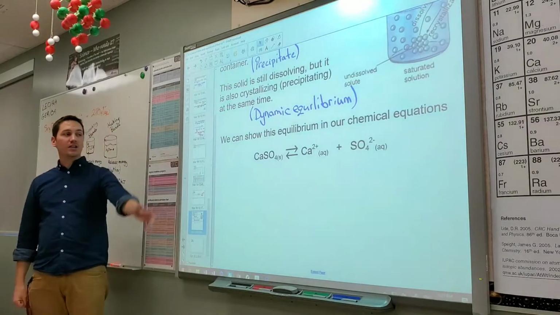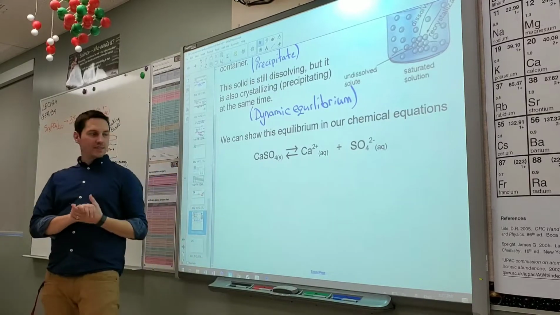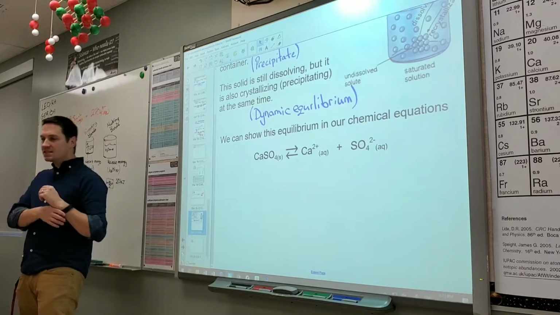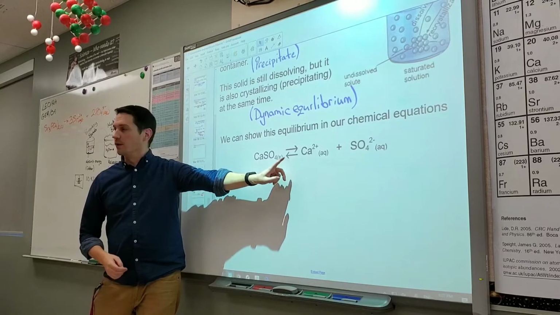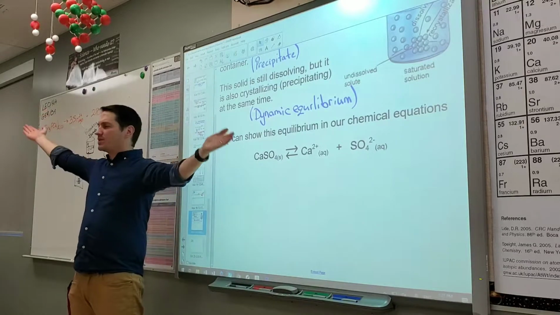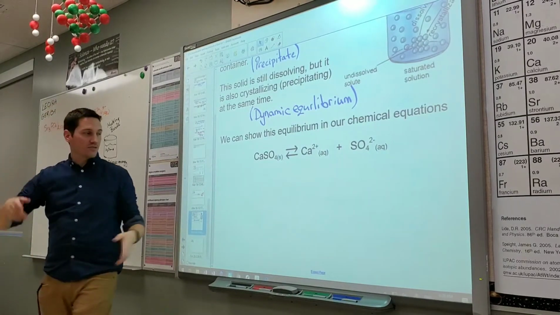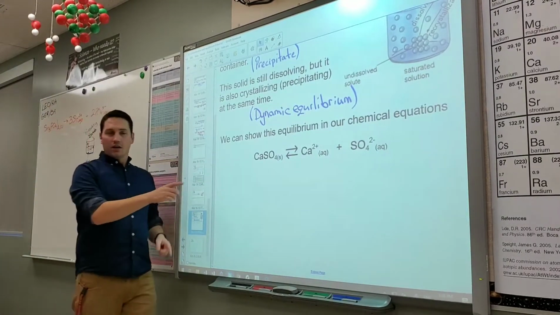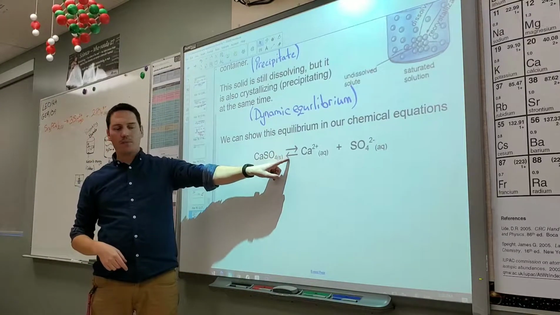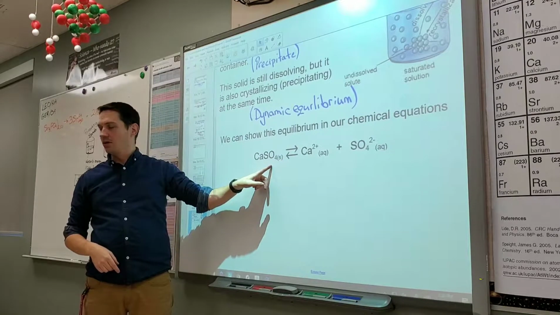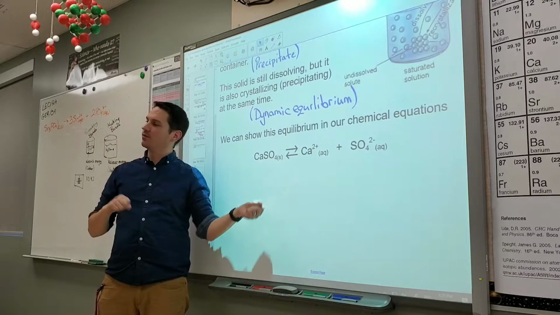So here we can show this equilibrium in our chemical equations. And this is something that becomes a huge unit. This idea right here forms the basis of 30% of Chemistry 30. So if you're interested in taking Chemistry 30, all of a sudden this idea of one of these arrows, which arrow, top or bottom, represents this thing splitting up? The top arrow. And which arrow represents these two things coming together to form a precipitate?